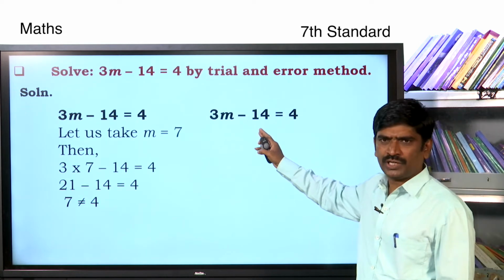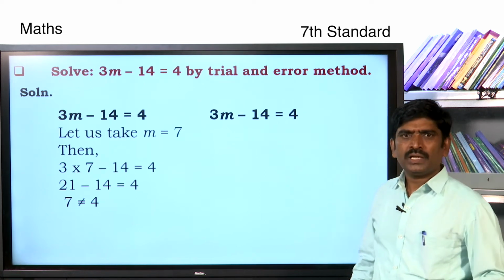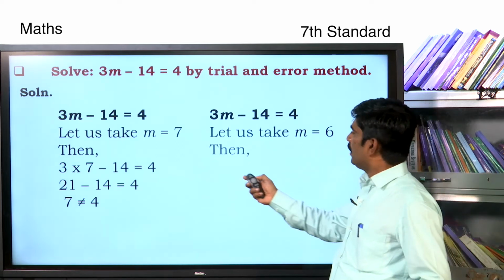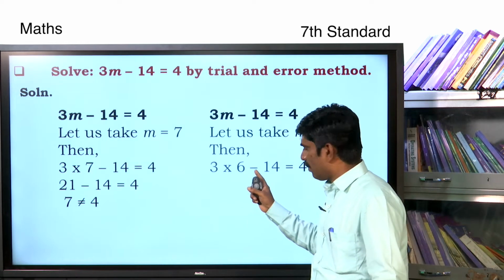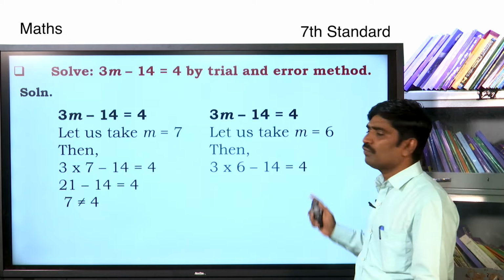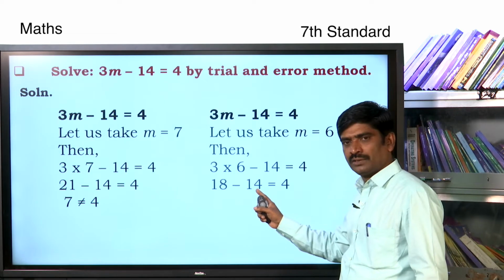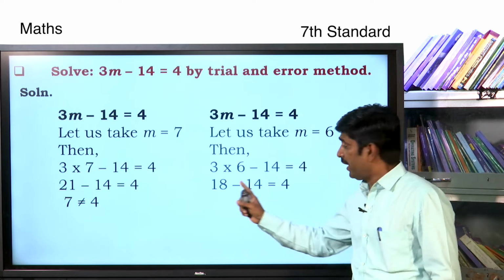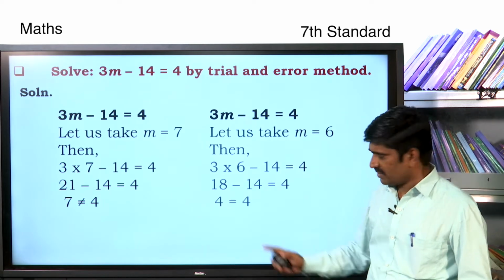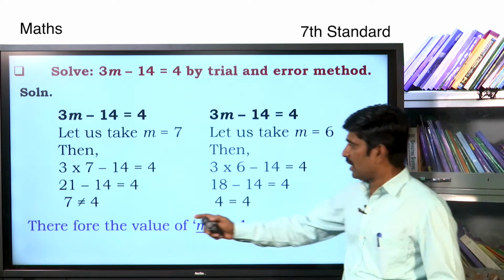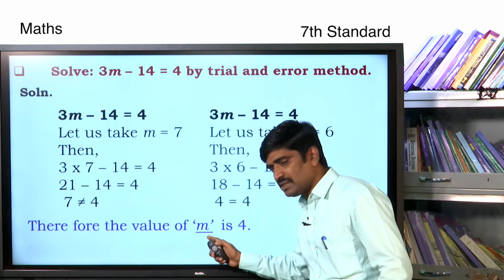3m minus 14 is equal to 4. Let us take m is equal to 6. Then 3 into 6 minus 14 is equal to 4. 3 sixes are 18, and 18 minus 14 is, yes, 4. 4 is equal to 4. Then we get the answer. What is the answer? Therefore, the value of m is 6.